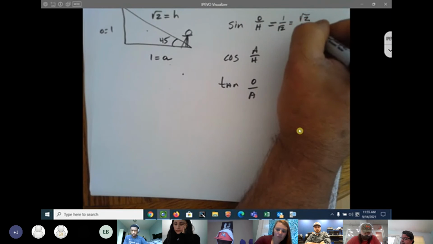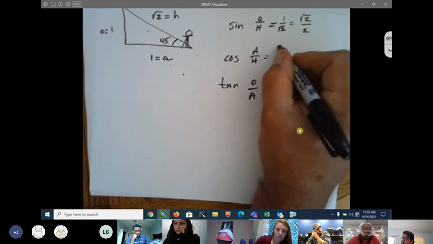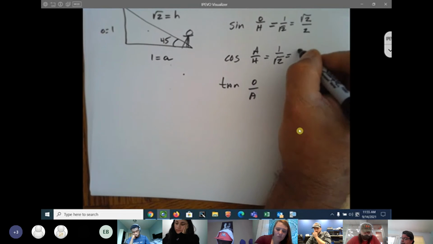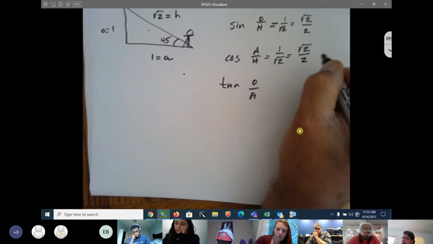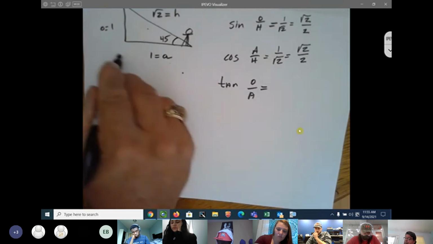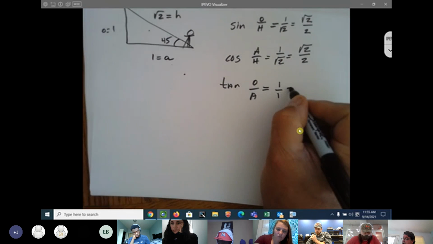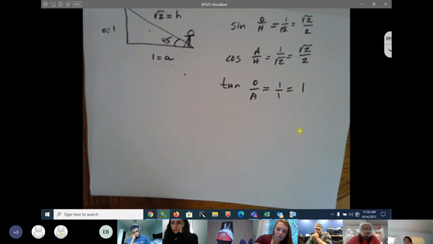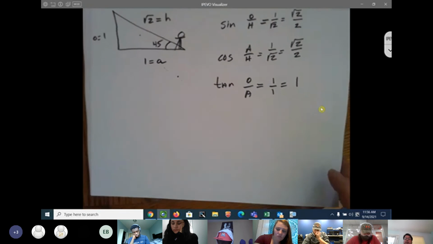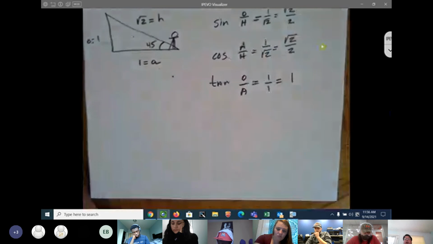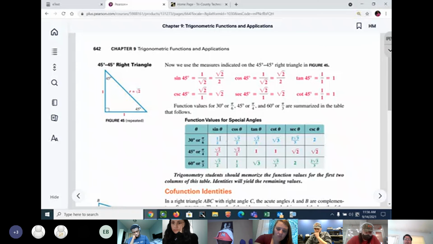Square root of 2 over 2. Cosine, 1 over square root of 2, square root of 2 over 2. And tangent, opposite over adjacent, 1 over 1 is 1. Take it to your handy dandy special angle chart. 45: square root of 2 over 2, square root of 2 over 2, and 1.